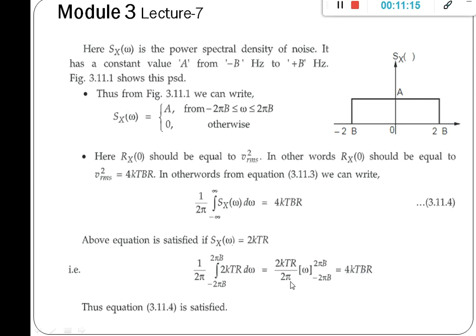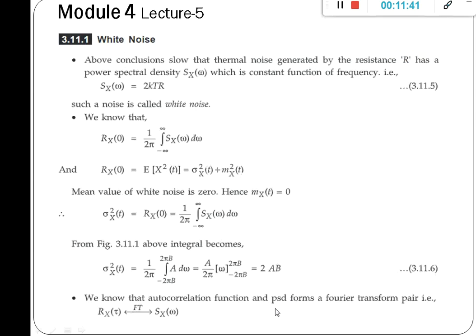We take all these constants outside, and integration happens with respect to omega. When it happens with respect to omega, we get the integration of d omega as omega, and it is 4 pi into B, divided by 2 pi. The 2 pi will cancel out, and we get 4 kTB into R, hence the equation.